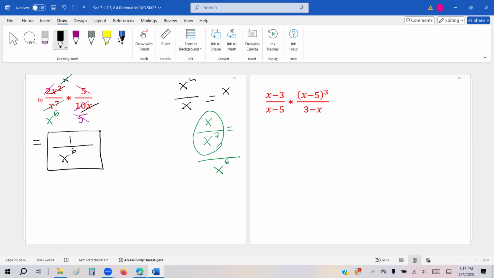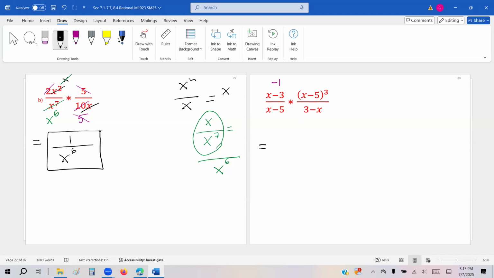The factoring is already done for you. All you have to do is cancel. See what you can cancel. And let me pick Excel to cancel. What can you cancel? X minus 5? X minus 3, 3 minus x. But then are they exactly the same? So what remains then? 1, negative 1. Because they are not exactly the same.